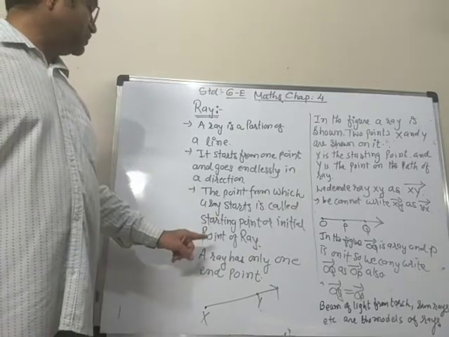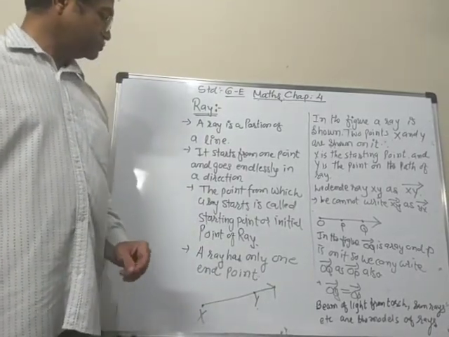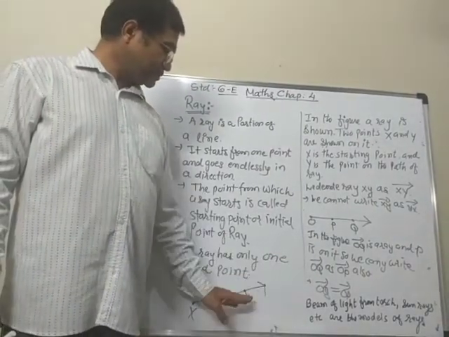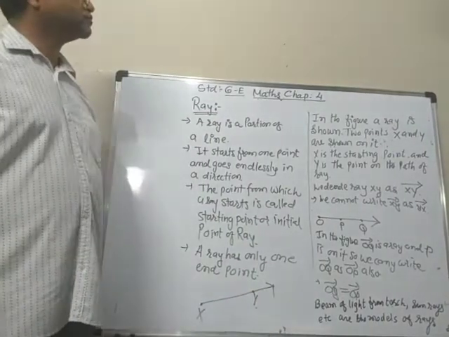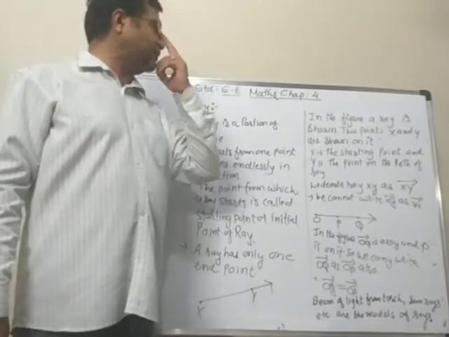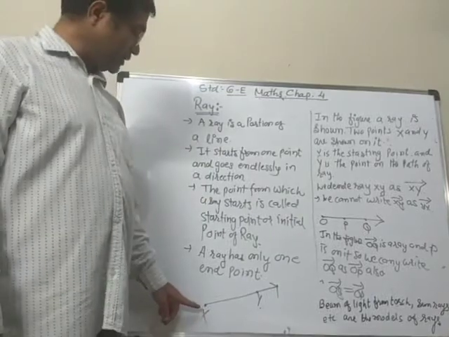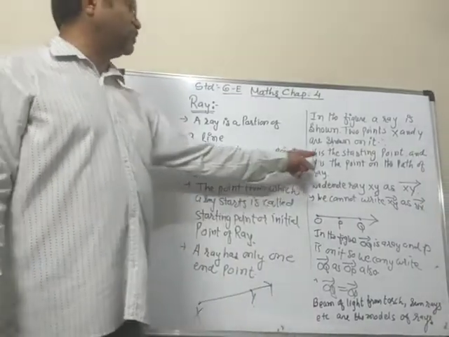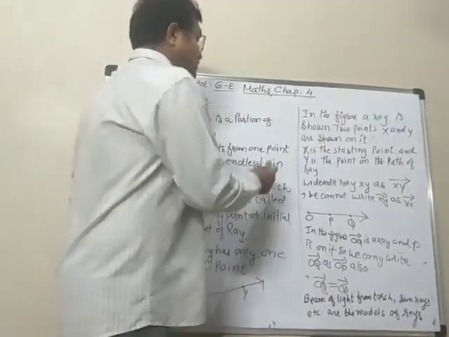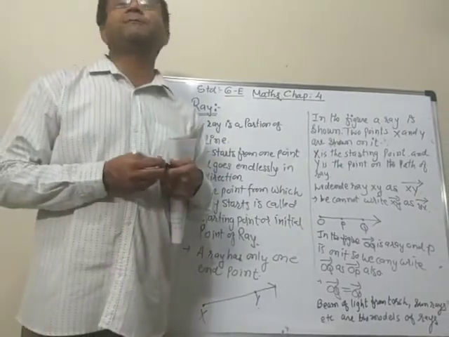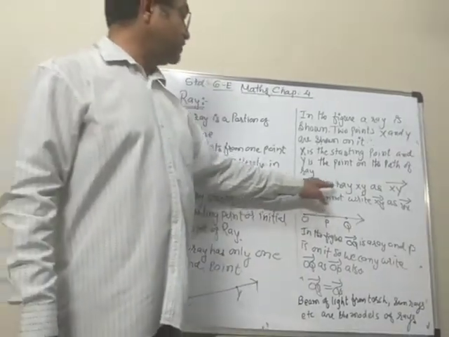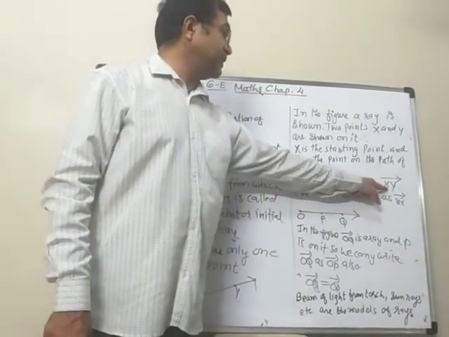Look here, we draw a ray. It starts from the point X and it goes in the direction of Y. So in the figure, a ray is shown, and 2 points X and Y are shown in it. Here it starts from X, so X is known as the starting point, and Y is a point on the path of it. So it is ray XY. We denote ray XY like this.